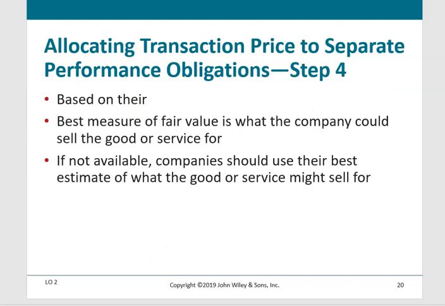Let's move on now to step number 4, allocating the transaction price to separate performance obligations. Now, if there's only one performance obligation, let's say Best Buy is selling an iPhone for $800. It's very clear what that transaction price is that should be recorded, the $800 at the time that the phone is given to the customer.